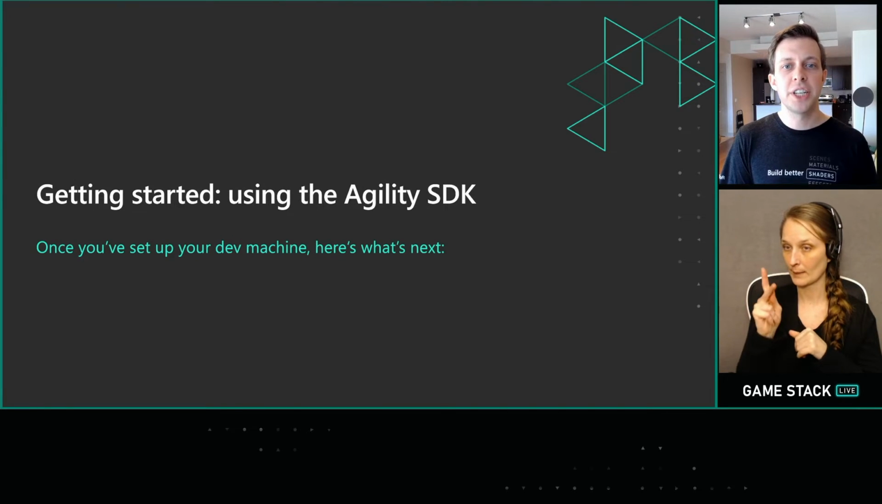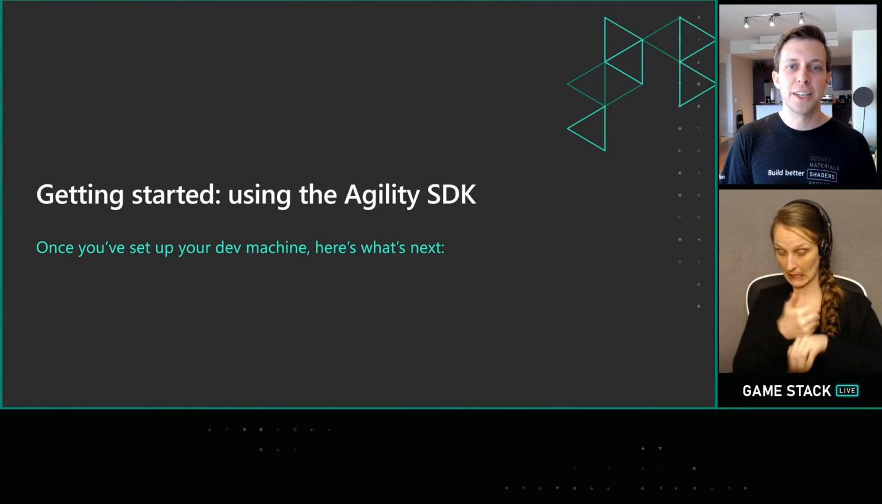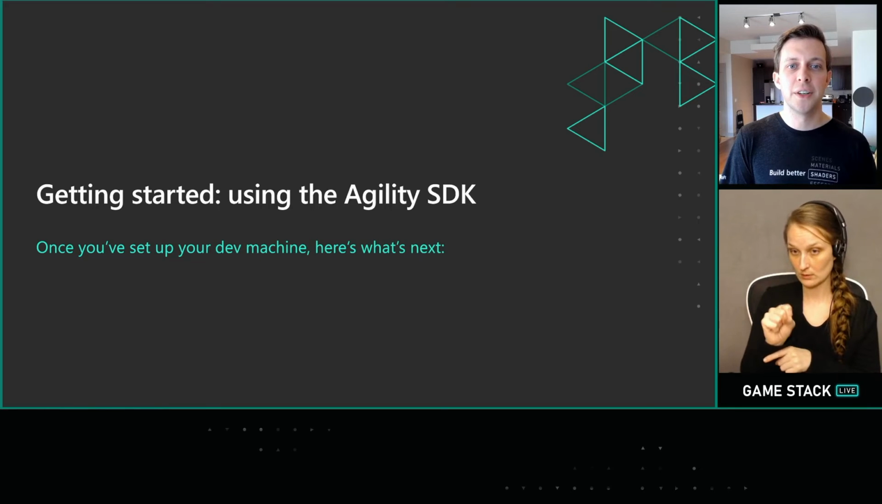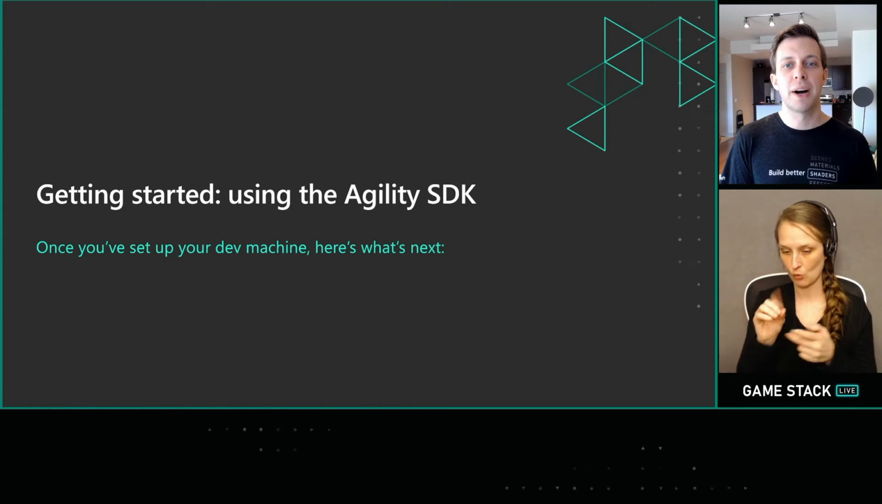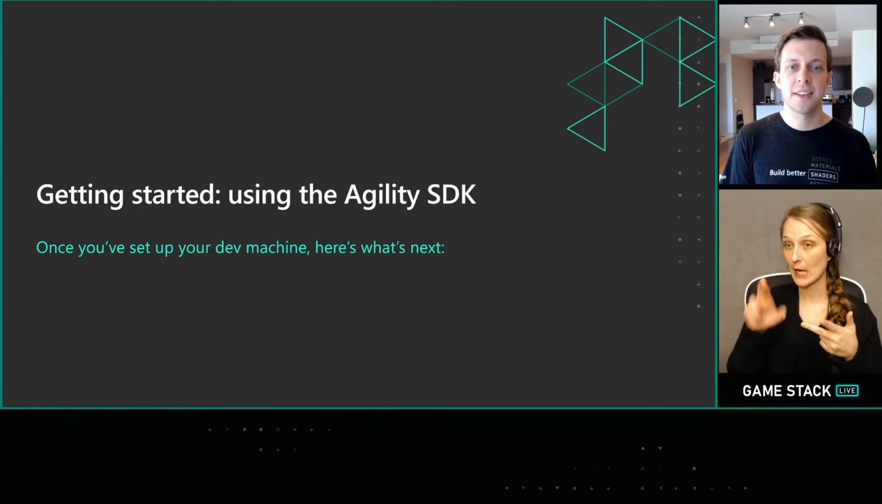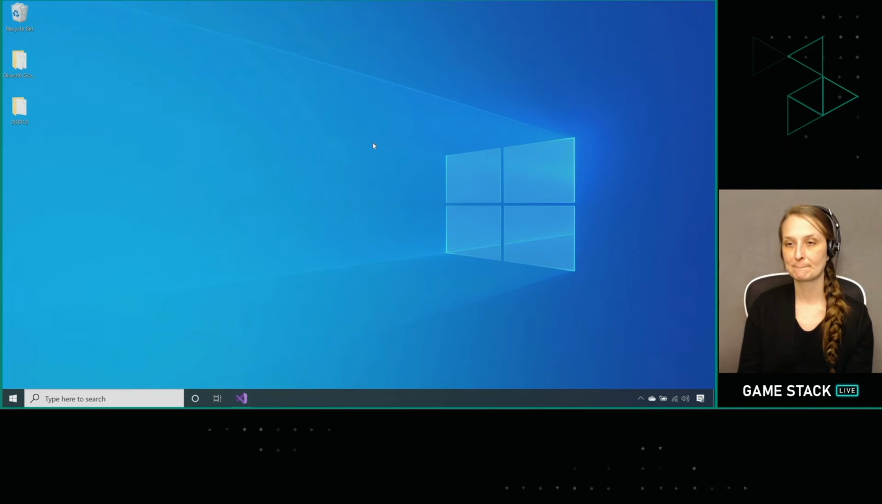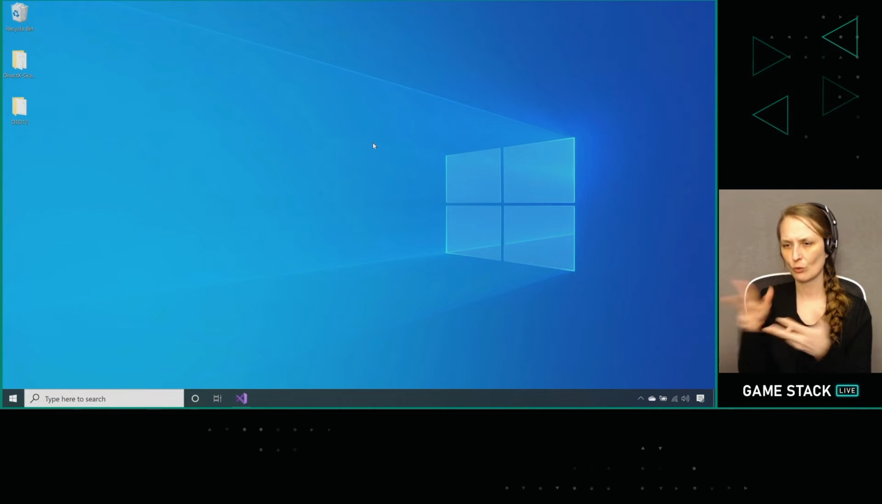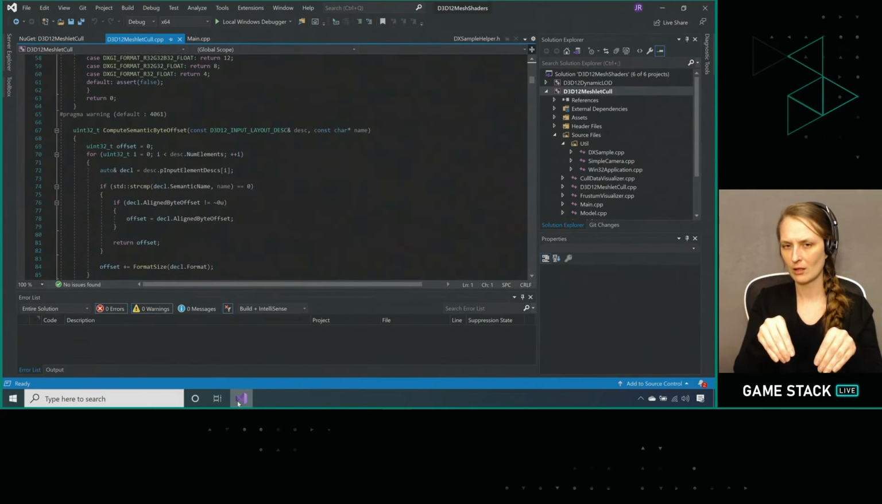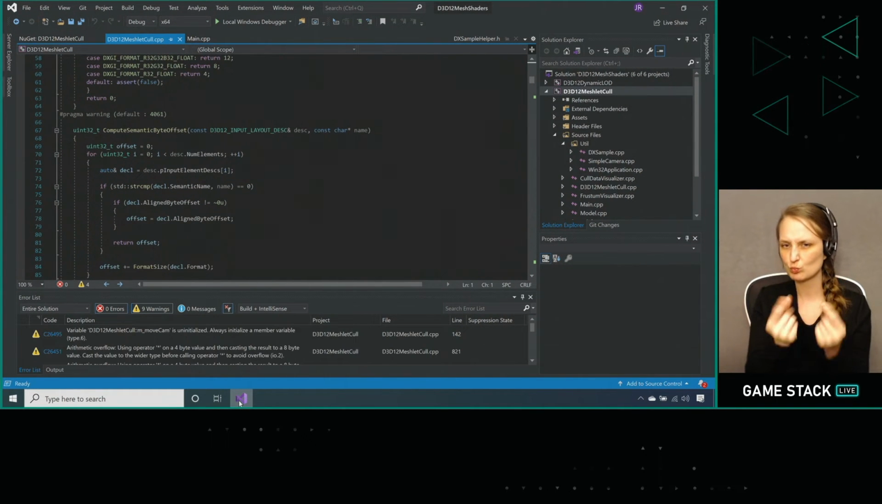Okay, so your machine is set up. You're on the right OS version. You've got Visual Studio, drivers, the shader compiler you want to use, and PIX. What's next? It's really straightforward to grab and install the Agility SDK of your choice. And I've got a little demo that shows how to do this inside of Visual Studio 2019.